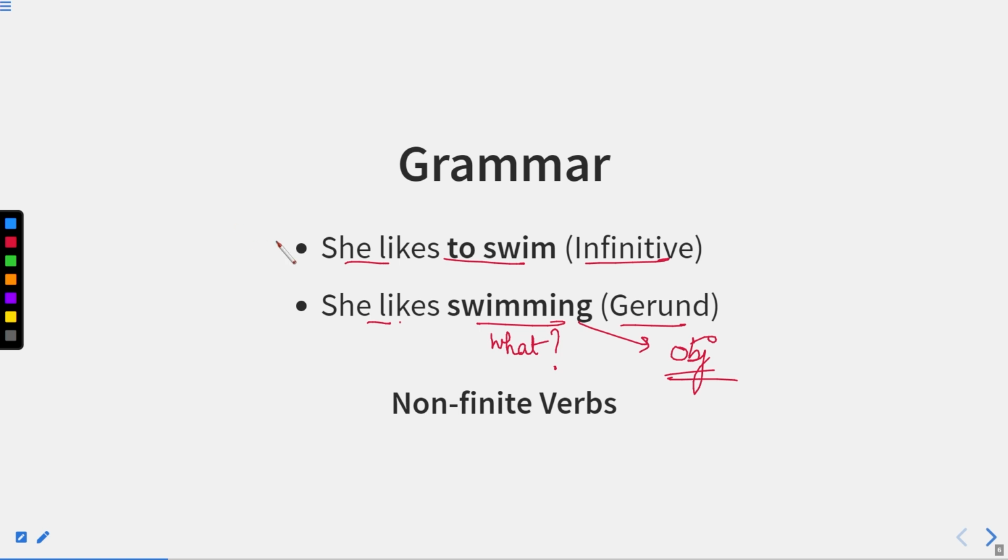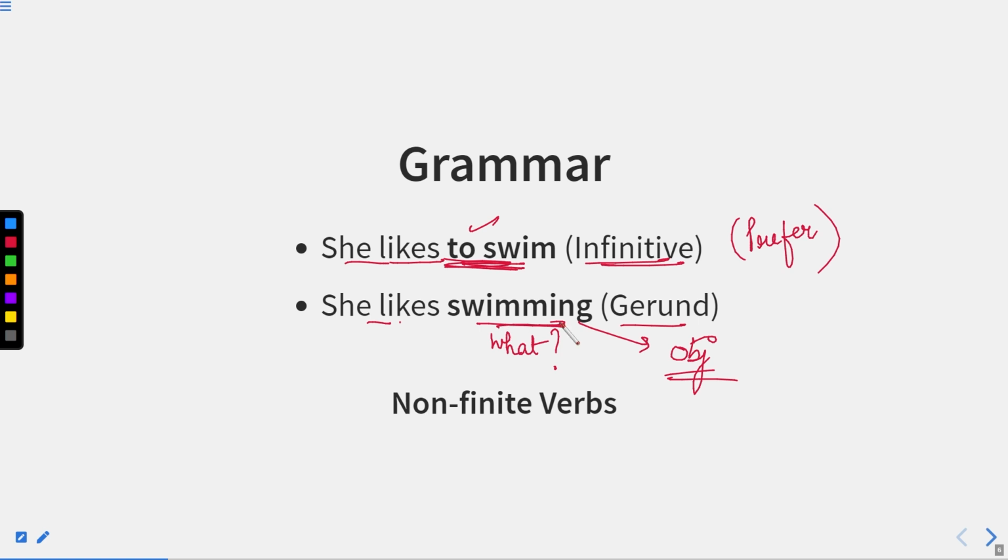But if I say she likes to swim, it means she is preferring swim. She prefers to swim. It means, suppose she has two options. Suppose she has the option either to swim or to go with her friends. So she prefers to swim. So here likes to swim shows that she's preferring to swim. So this is preference when we use it as an infinitive.